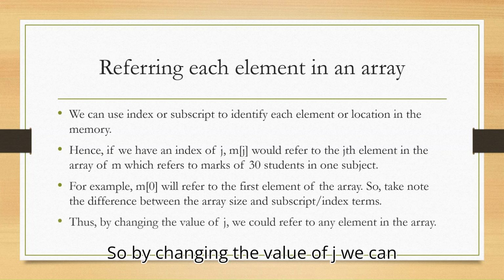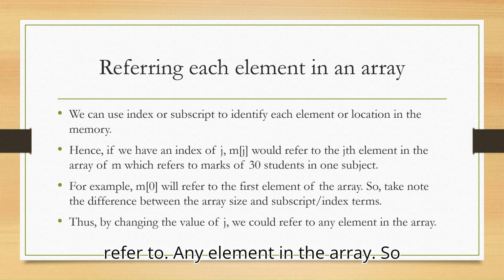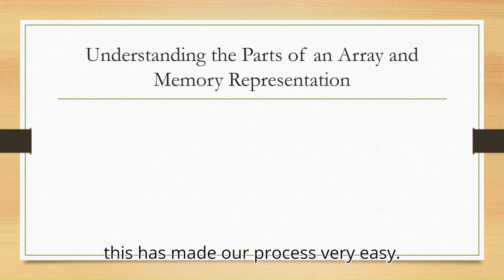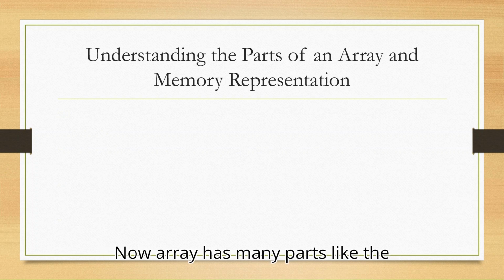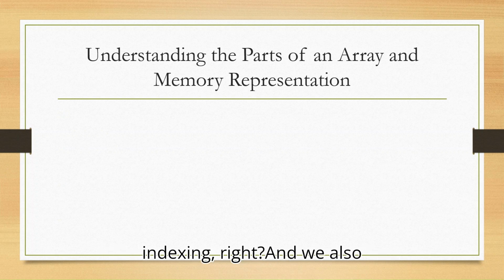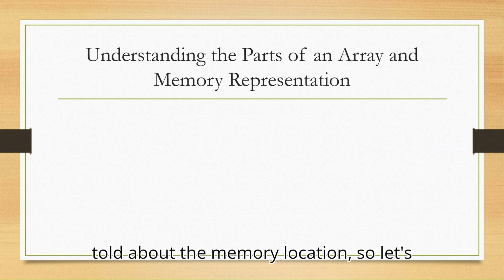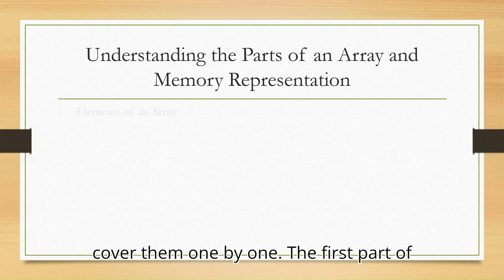So by changing the value of j, we can refer to any element in the array. So this has made our process very easy. Now, an array has many parts, like the indexing, right? And we also talked about the memory location. So let's cover them one by one.